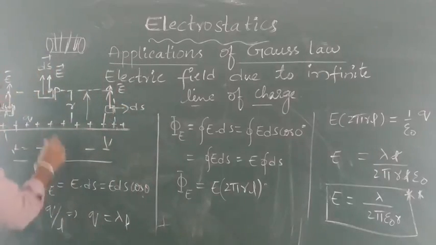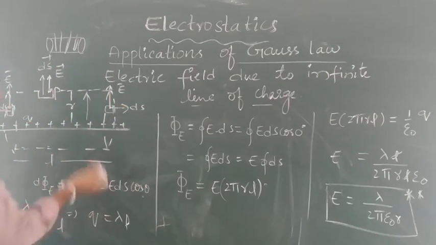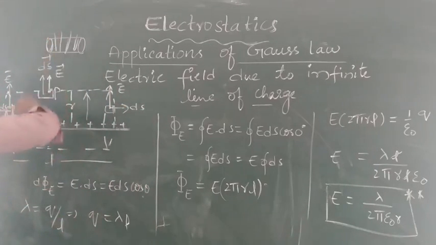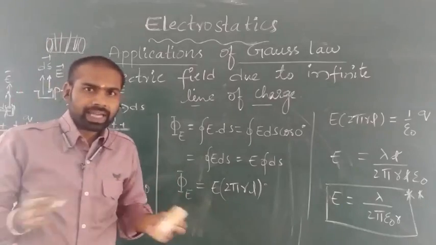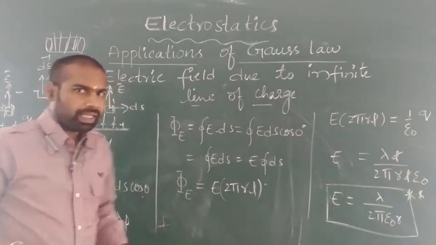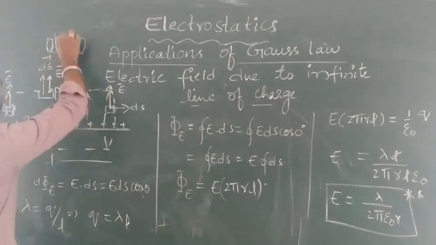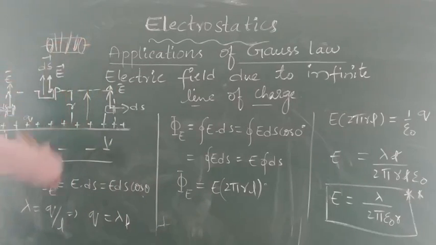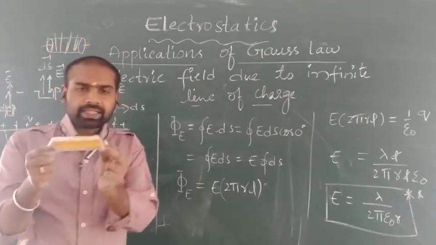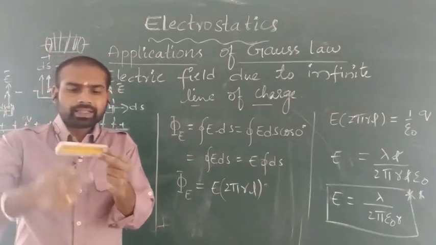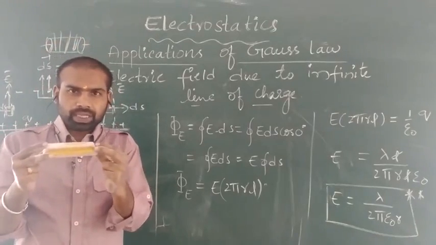Now flux passes through this small element. Already we know that we have to find the flux passing through the entire cylinder. If we consider this a cylinder, it has a curved surface area and two circular ends.